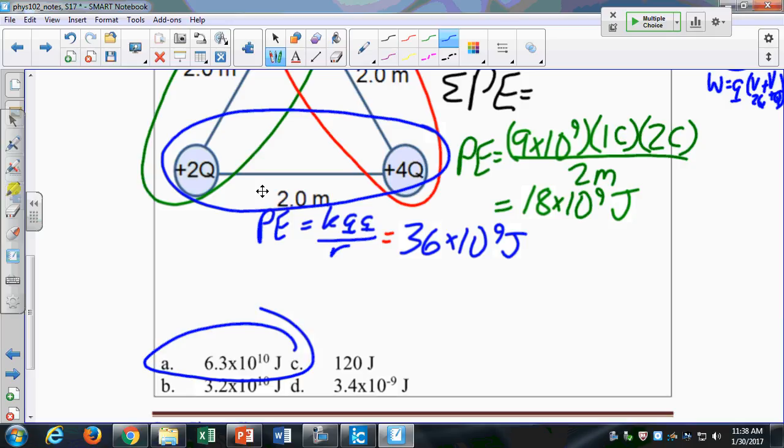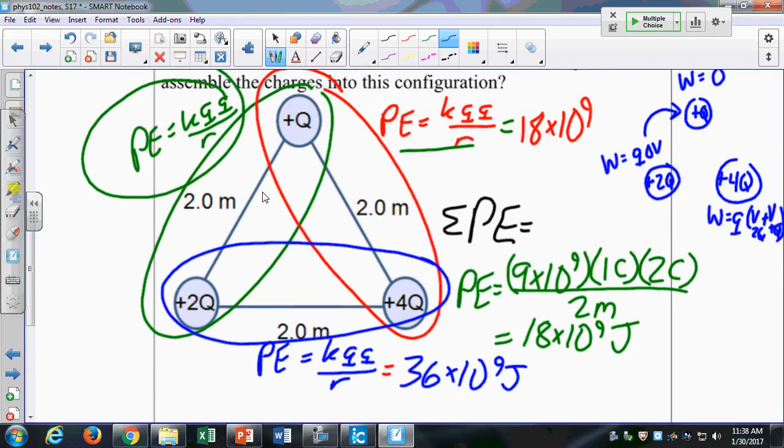The green one? Oh, yes, thank you. So this should be 9 times 10 to the 9th.